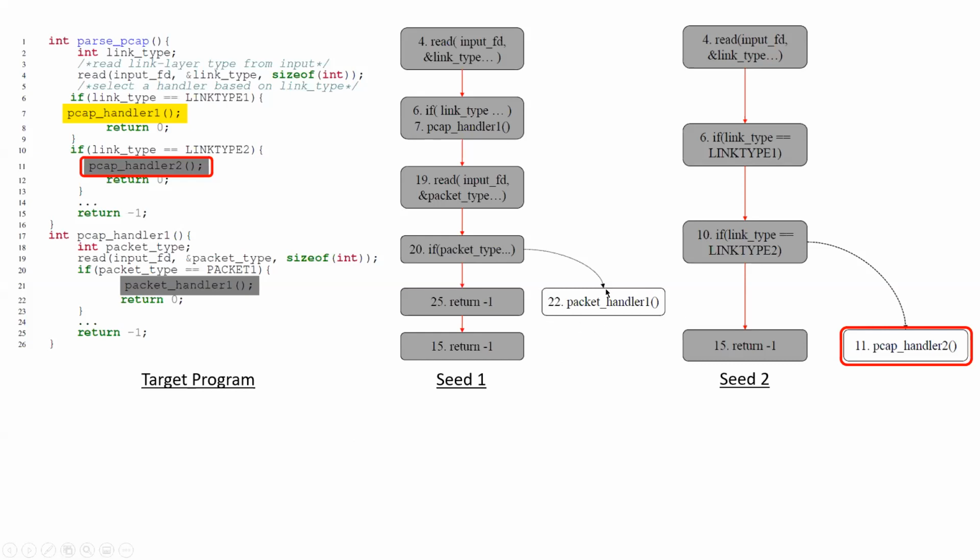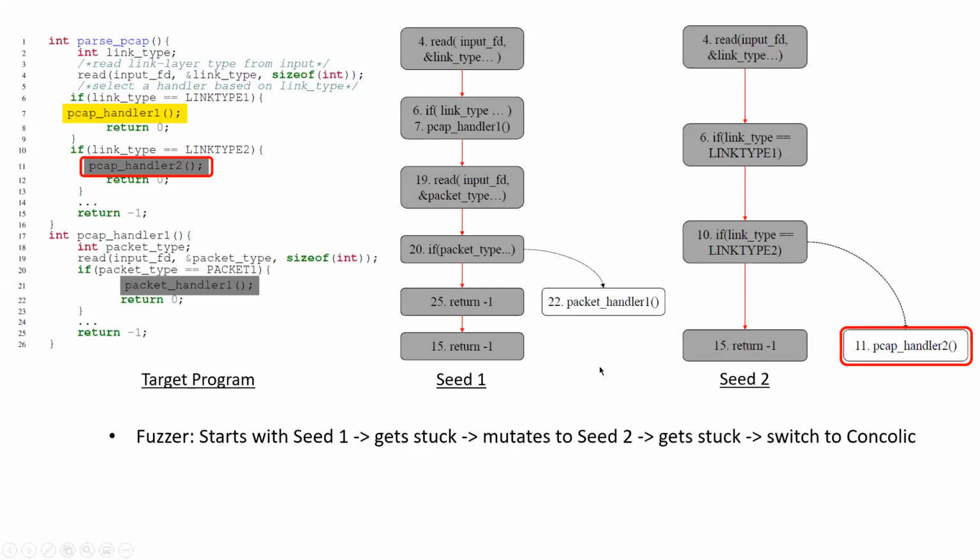It gets stuck at line 20, so it mutates to seed 2, and seed 2 has this path execution instead, and then it gets stuck again. And then this time, based on how your hybrid testing works, maybe it times out at this seed 2, and then we switch to concurrent execution.